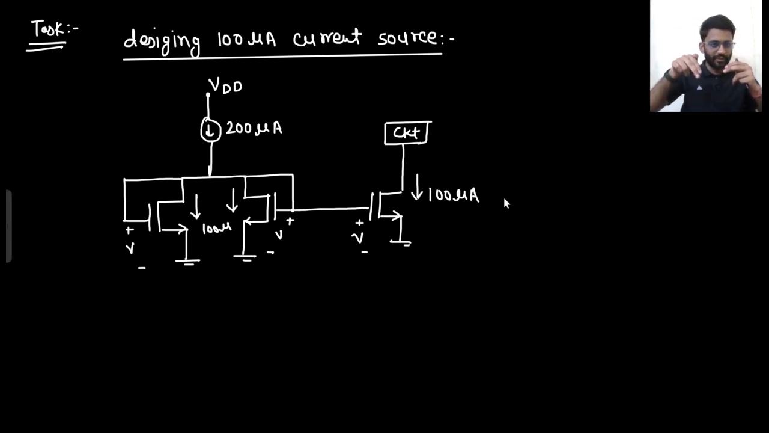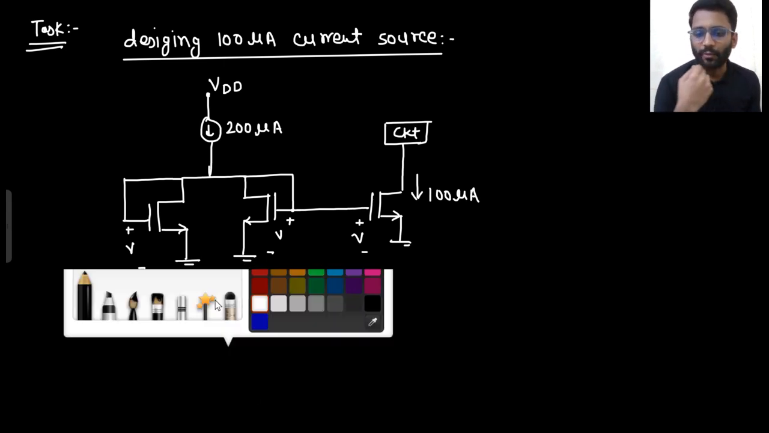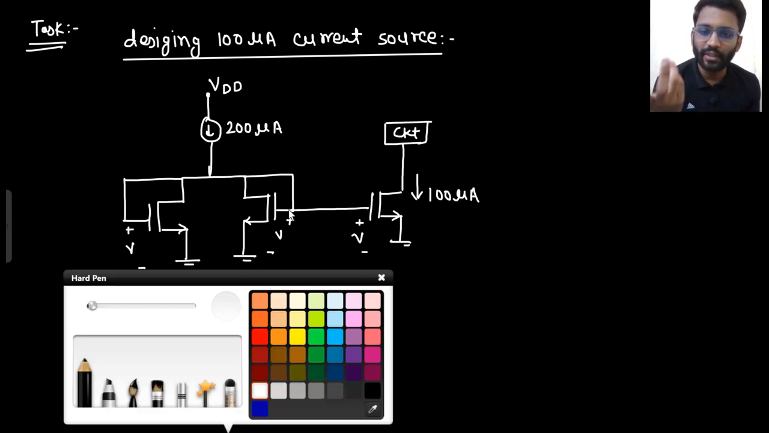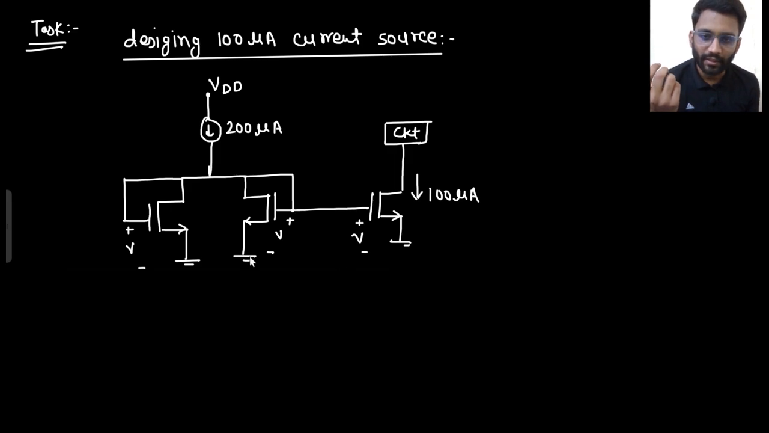If 100 microampere current is flowing, that means there will be a voltage V developed across them. Both of them will have the same voltage. Why? Because both are having the same current. Or better, I should short circuit their voltages. Or it is already shorted actually. If this is 0, this is V, then this will be V only. Both have the same voltage already.